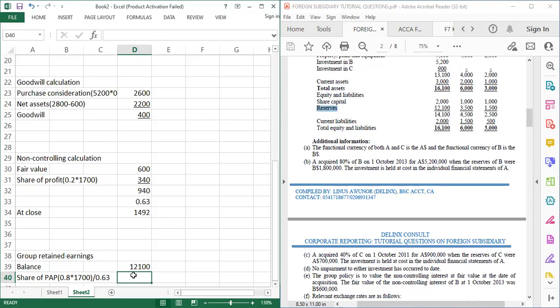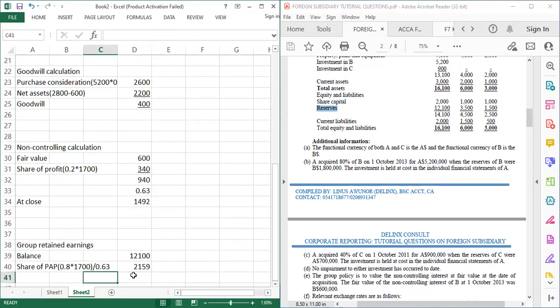What are we getting? 2159. What will increase the parent's? This one again. Share of associate what? Profits. Share of associate profits.